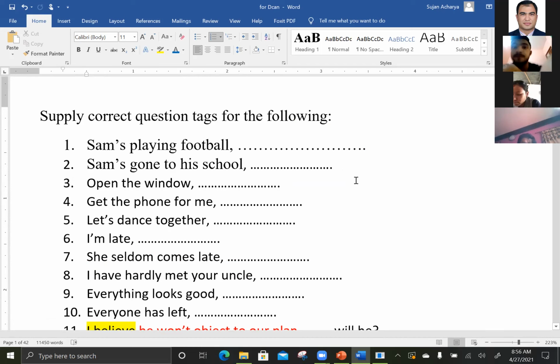Open the window, will you? Get the friends together, shall we? I'm late, aren't I? She seldom comes late, does she? I have hardly met your uncle, have I? Why? Because hardly makes the sentence negative, so the tag is positive. I've hardly met your uncle, have I? Everything looks good, doesn't it?